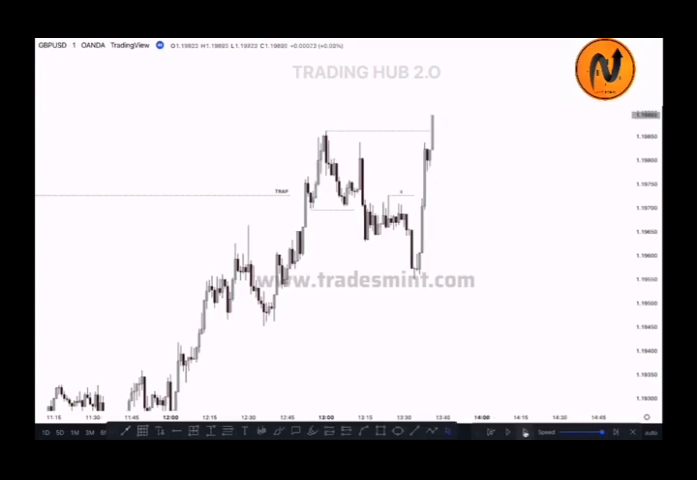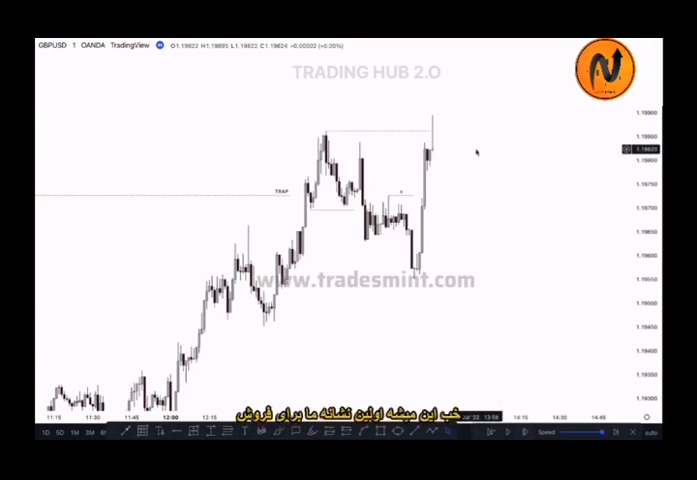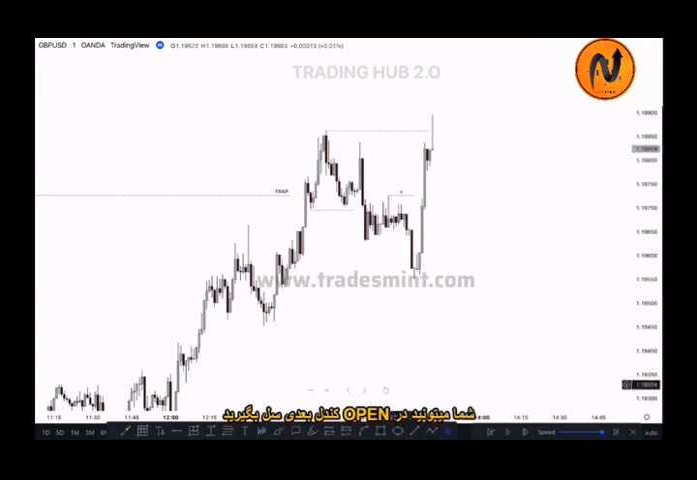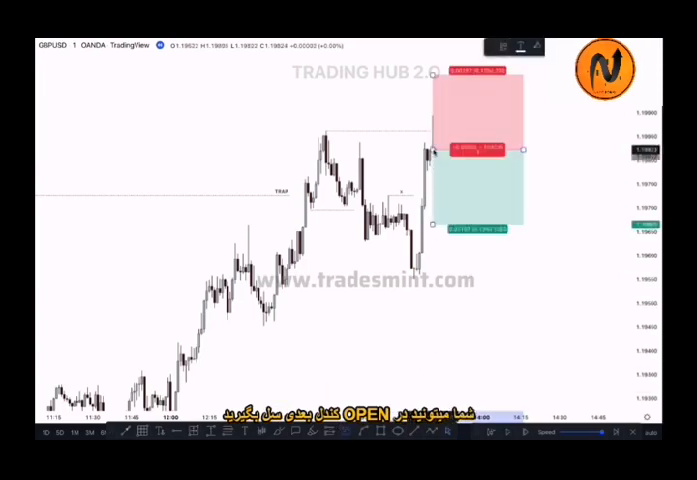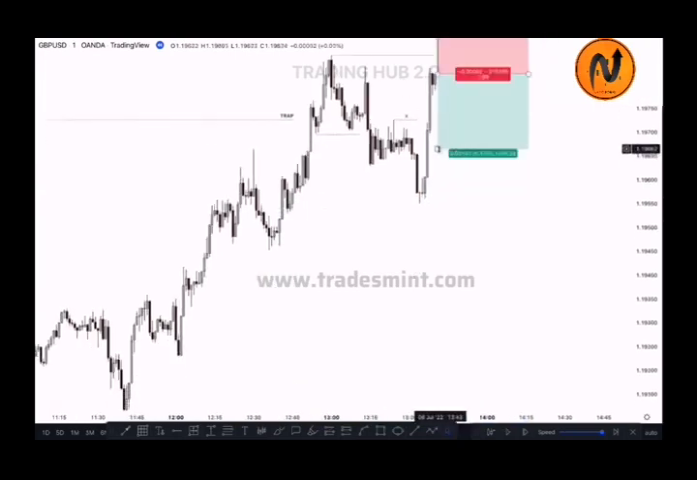Okay, as we can see here, the market took out the previous high but closed below it. So this is our first indication for the sell, and when the market takes out this high and closes below it, then you can instantly sell on the next candle open, which is here. Okay, in this case you can sell here.